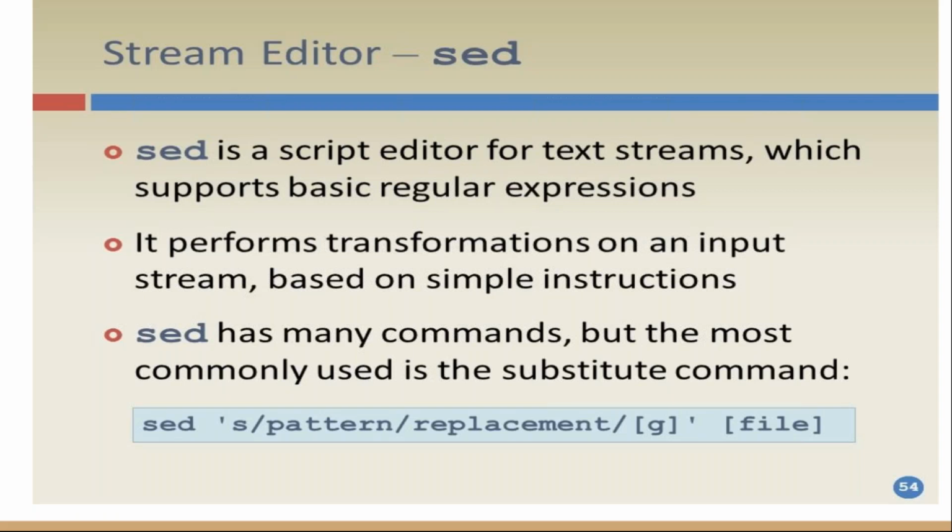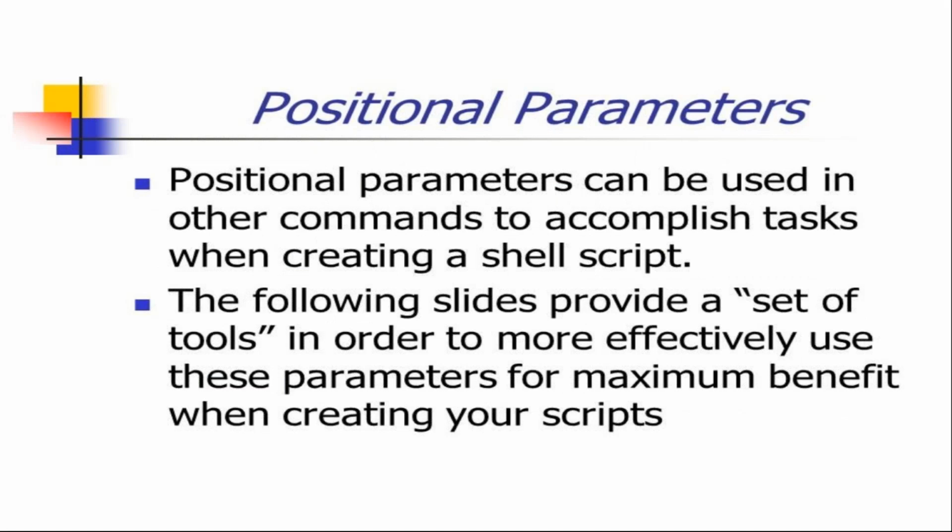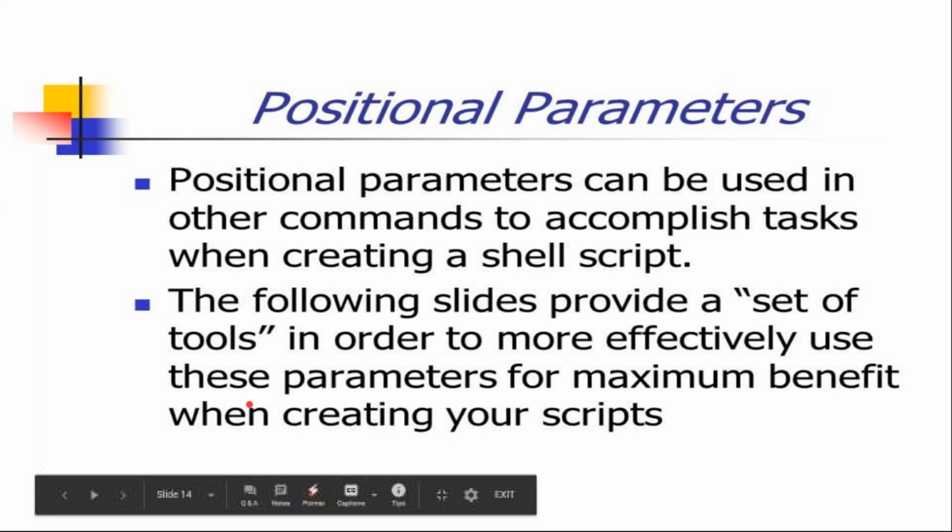Then one thing Meghna asked me about is the positional parameters. Positional parameters, I think you have heard of or read about in C. They can be used with other commands to accomplish tasks when creating a shell script. It is actually a set of tools to use these parameters more effectively, for maximum benefit while creating your script. Now, what do we mean by positional parameters?